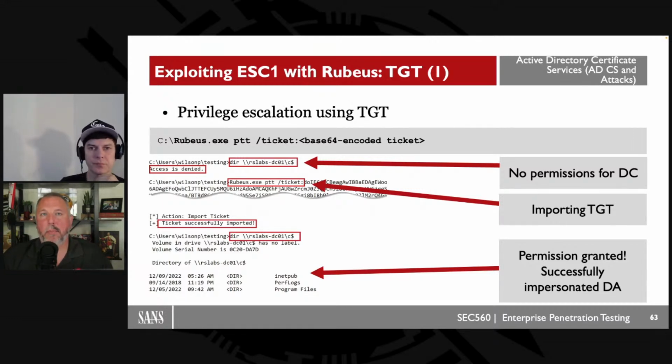And we can see in the example here on the screen where, without loading this ticket into memory, the user we're running as, Wilson P, does not have permissions to the domain controller. We load that into memory. Windows says, hey, I should authenticate. Cool, I've got this ticket. Let's use that. And we can now see the access here.